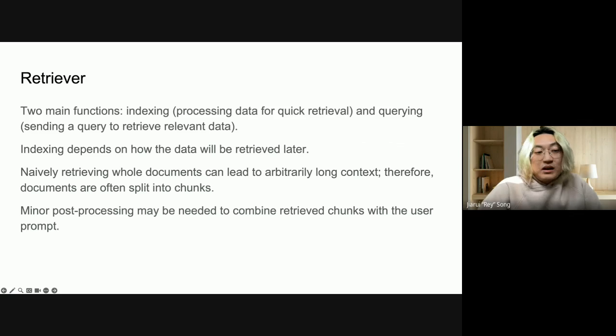of information. A challenge arises because naively retrieving entire documents in response to a query could result in an overly long context for the generation model. To address this, documents are often split into more manageable units called chunks. Once relevant chunks are retrieved, minor processing might be necessary to combine these chunks with the original user prompt before feeding them to the generator.